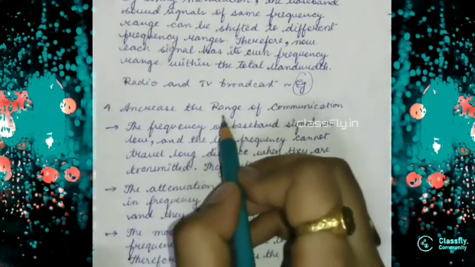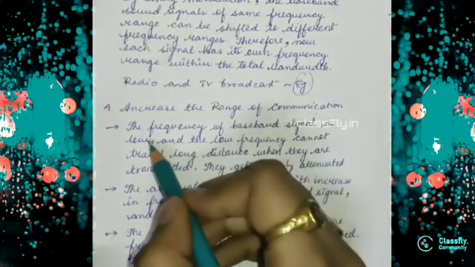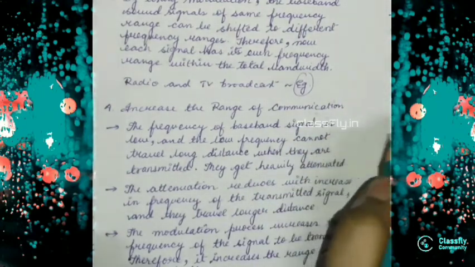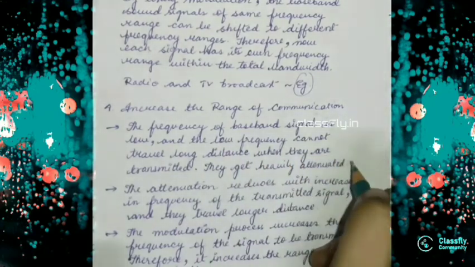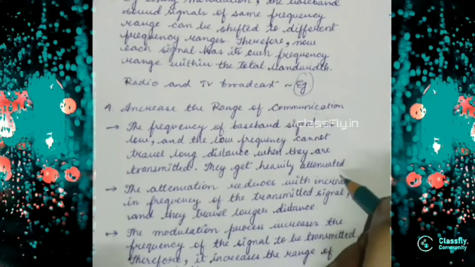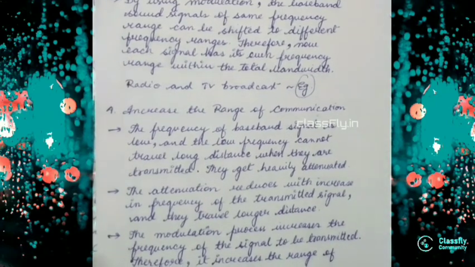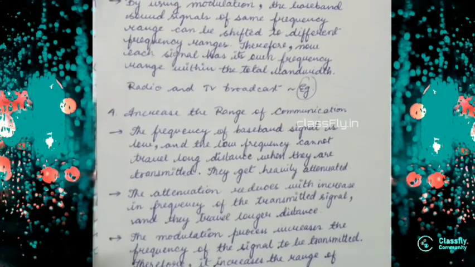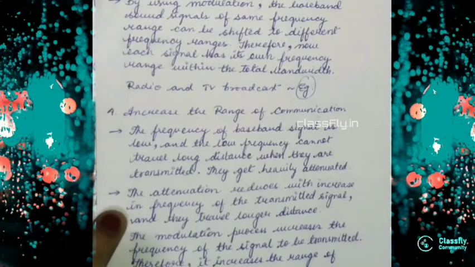Fourth point is increase the range of communication. The baseband signal frequency is very low, and the low frequency cannot travel long distance when they are transmitted, and they get heavily attenuated. Whenever we transmit a signal, we need a minimum frequency so that the signal can travel and reach. So they get very heavily attenuated if it has low frequency.